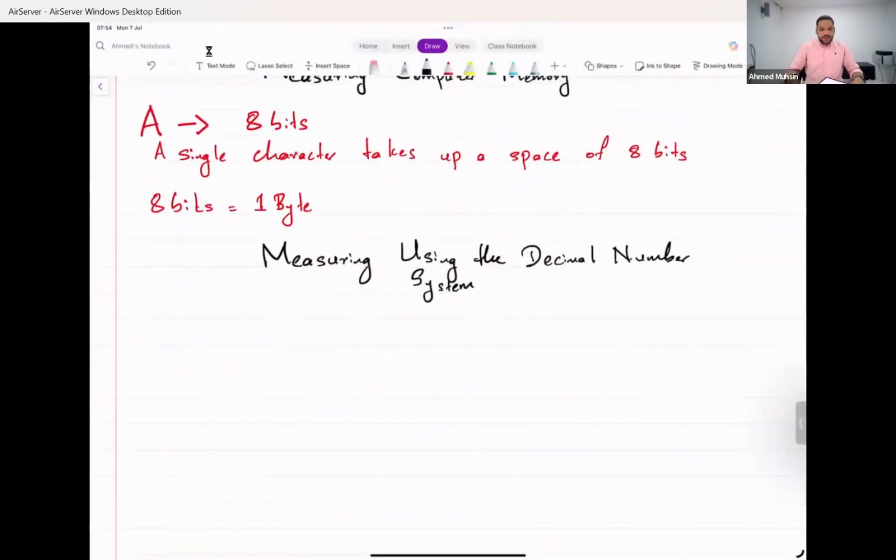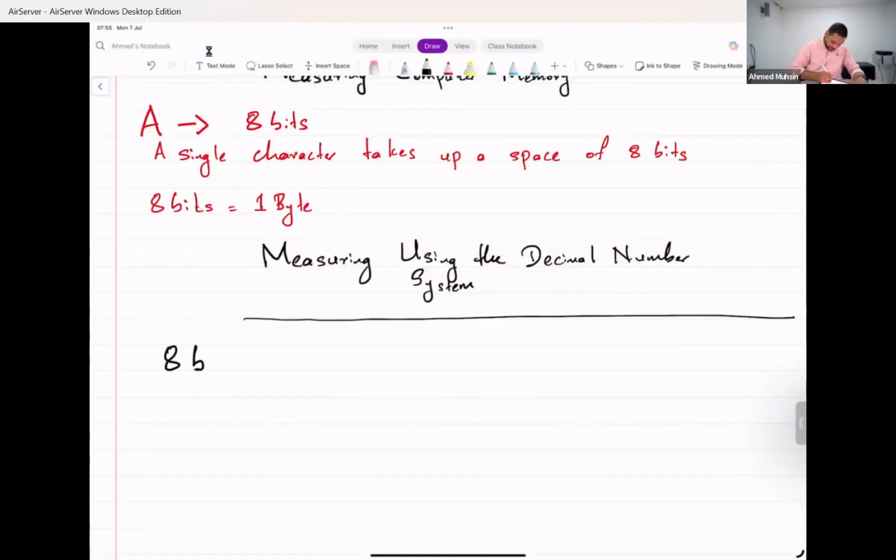Okay, measuring using the decimal number system. Everybody over here, can you all take this down with me? What did I tell you all at the beginning? What do we know? 8 bits is equal to 1 byte.